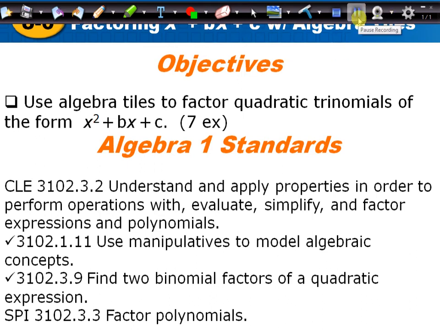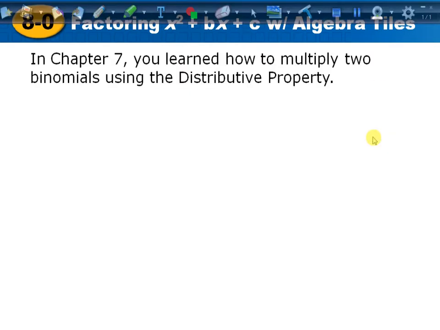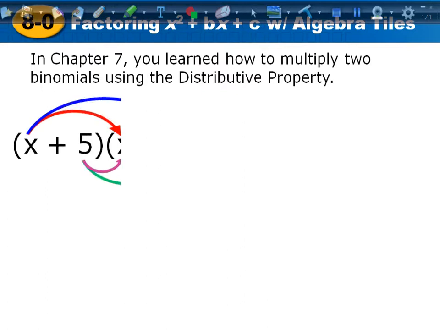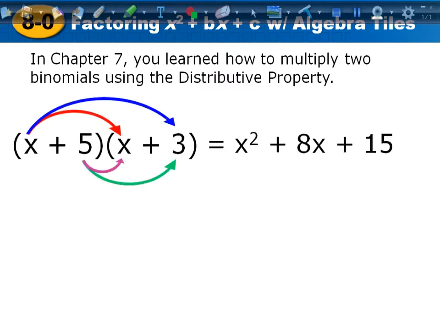Today's lesson is 8-0. Our objectives for today are to use algebra tiles to factor quadratic trinomials of the form x squared plus bx plus c. In Chapter 7, you learned how to multiply two binomials using the distributive property. You do not have to write this part down.